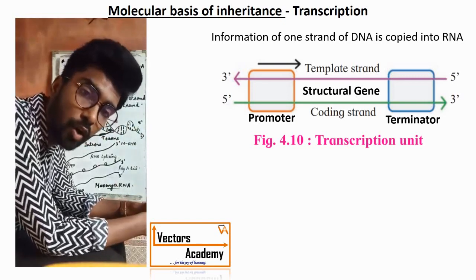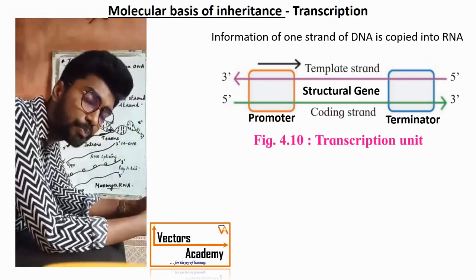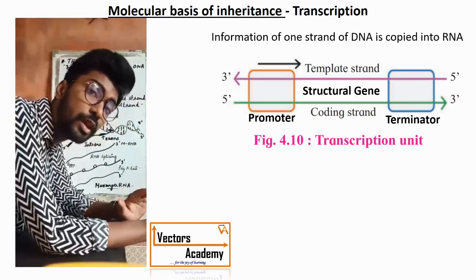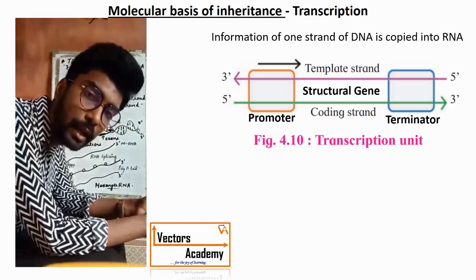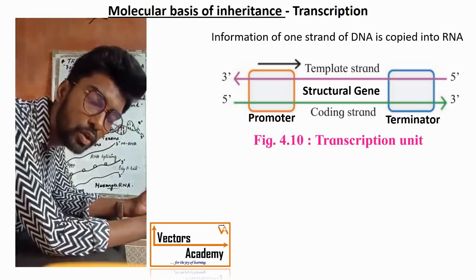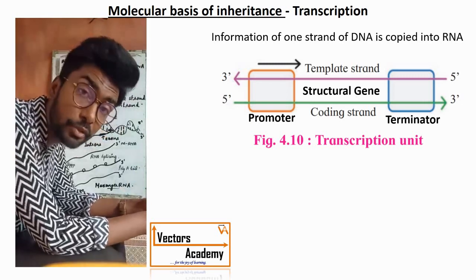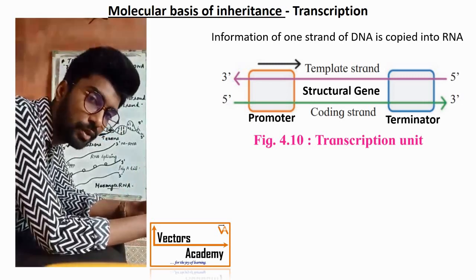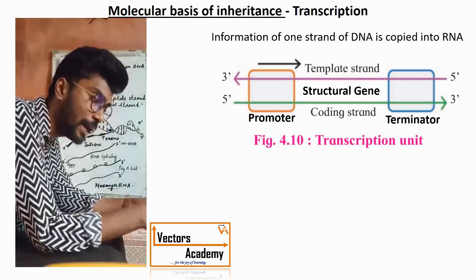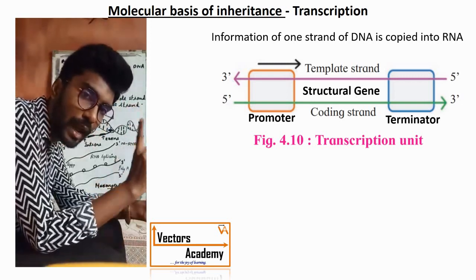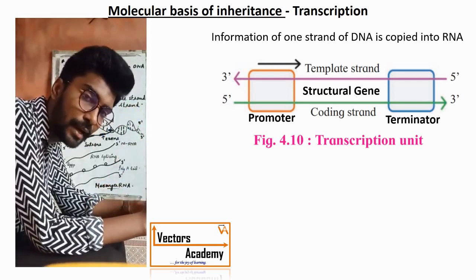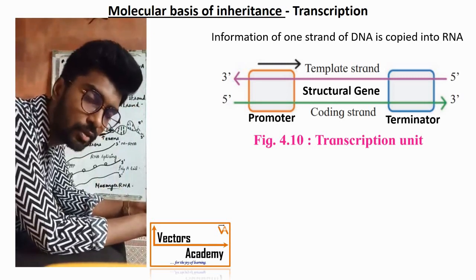Second one is generally called sense or the coding strand. The strand of a DNA which does not express or does not help in the synthesis of the RNA molecule is generally called coding strand or the sense strand, and it is oriented from 5' to 3' direction. Right, so two strands: one is called antisense strand or the template strand, and second is called coding strand or the sense strand.